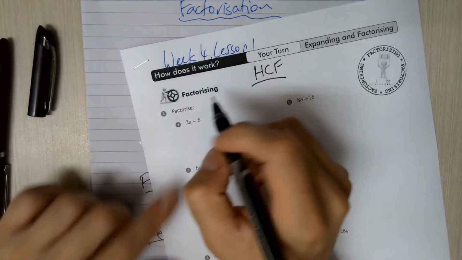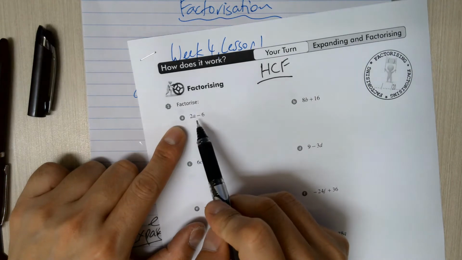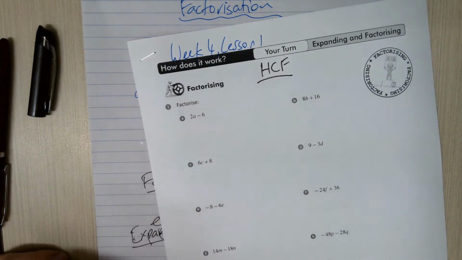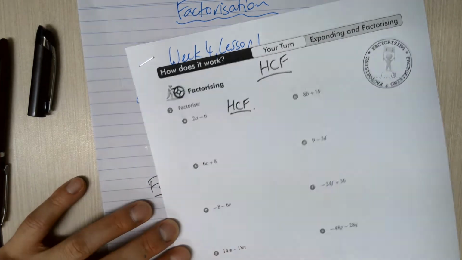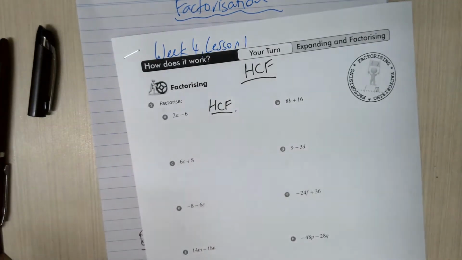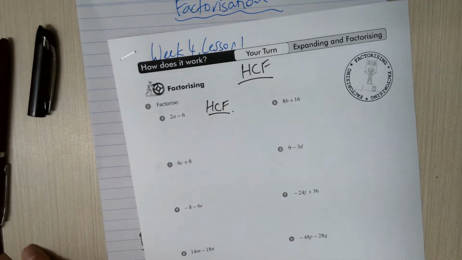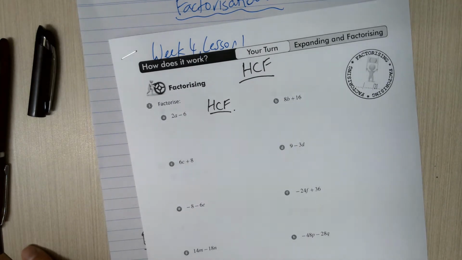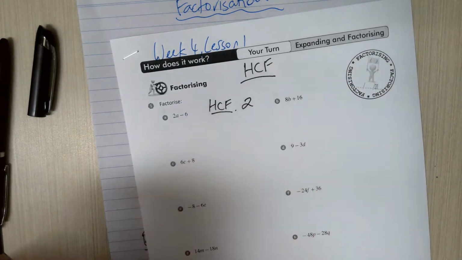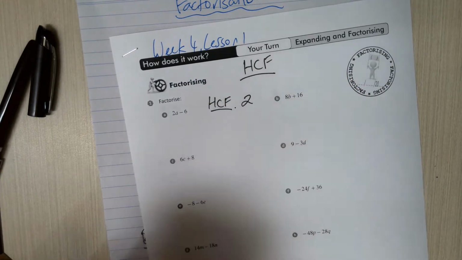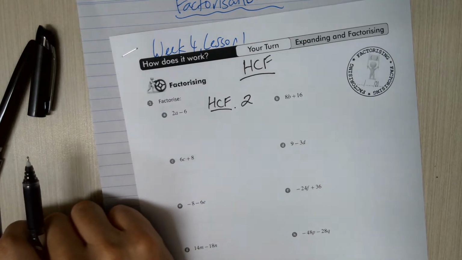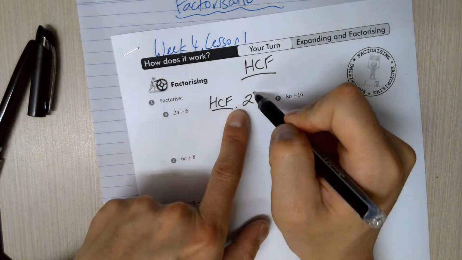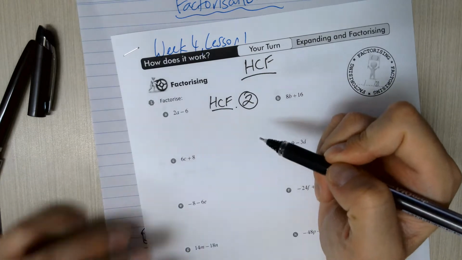So we want to find the highest common factor of the first term and the second term. What is the highest common factor? So what can you divide into 2a and -6? Okay, obvious one is 2, right? I should be able to divide 2a by 2. I should be able to divide -6 by 2, right? So I'm going to take this 2 outside of the bracket.